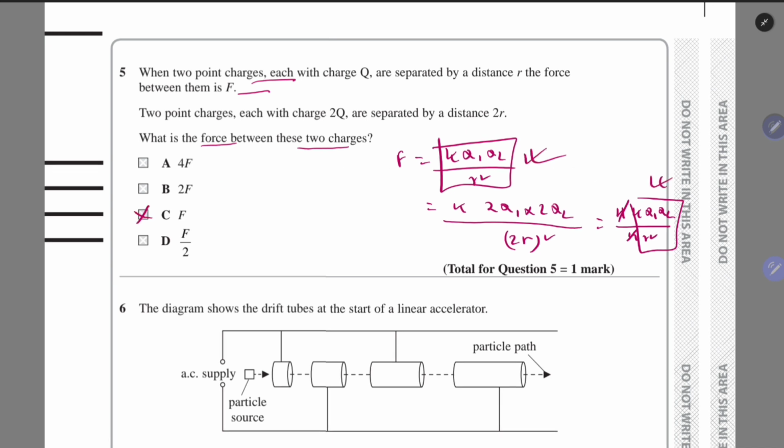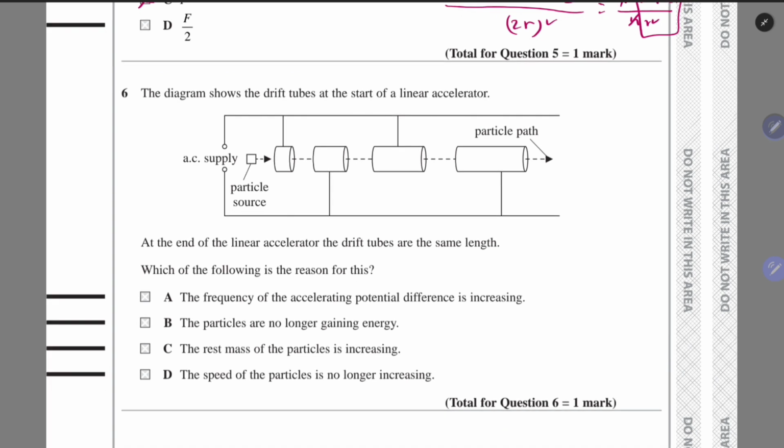number C. Number 6, the diagram shows drift tubes at the start of the linear accelerator. At the end of the linear accelerator, the drift tubes are the same length. Which of the following is the reason for this? The frequency of the accelerating potential difference is increasing. Particles are no longer gaining energy. The rest mass of the particle is increasing. The speed of the particle is no longer increasing. If the lengths are the same, that means the speed is not increasing anymore. So it's the obvious thing, so it's our option D.